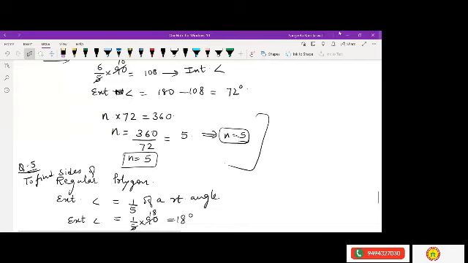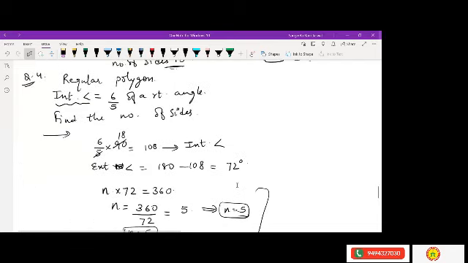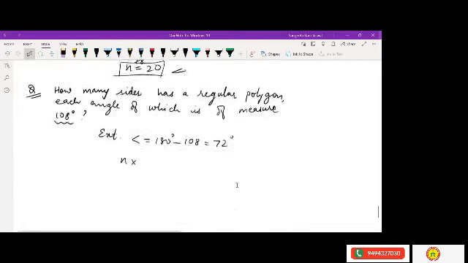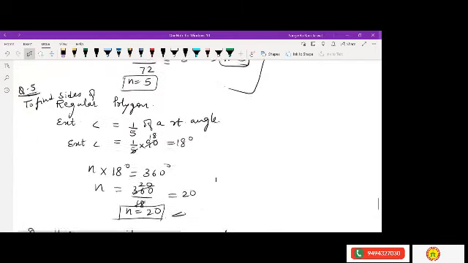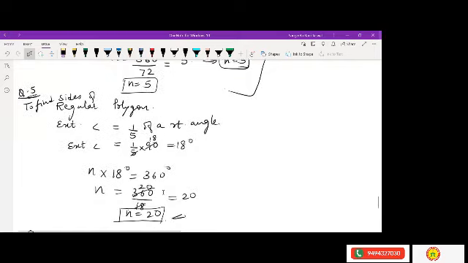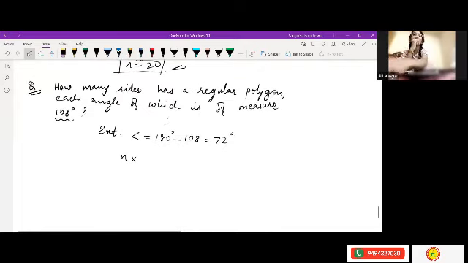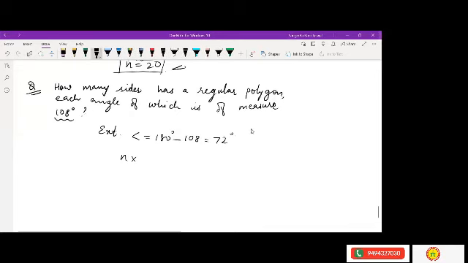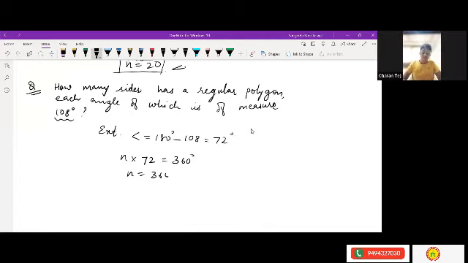Ma'am, that was given in a different language. I had a doubt in that question, the one with 6 by 5 of a right angle. The language of the question was like this, and here the language is different. Could you explain it, ma'am? This is n into 72 is 360, so the answer is 5.